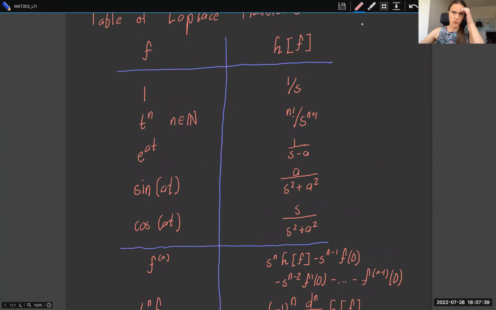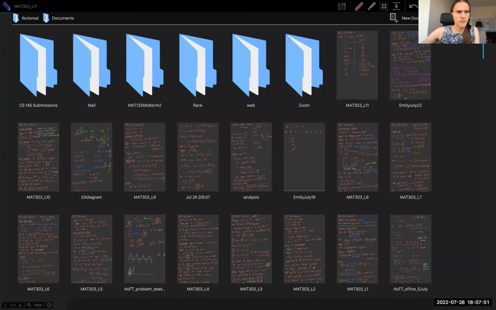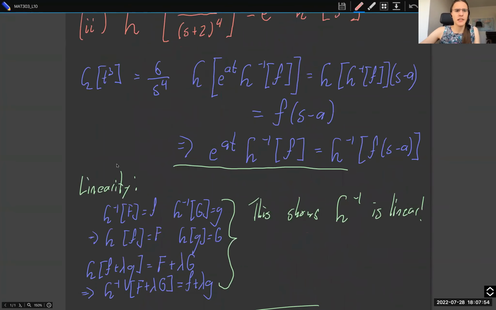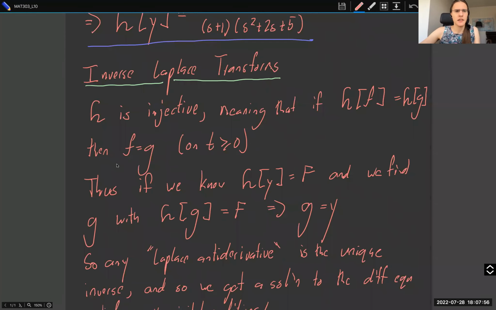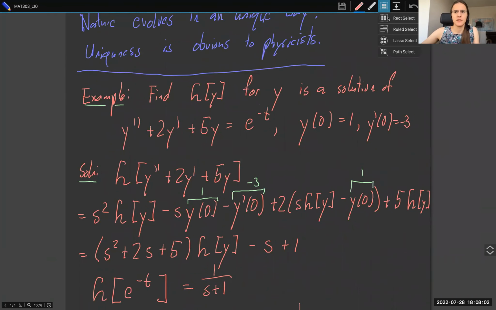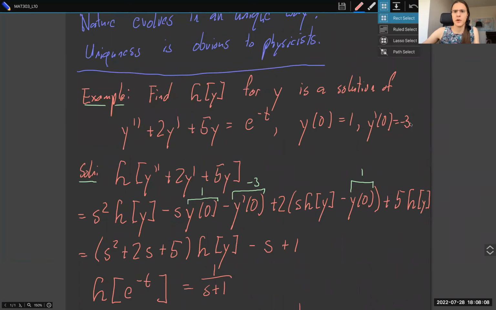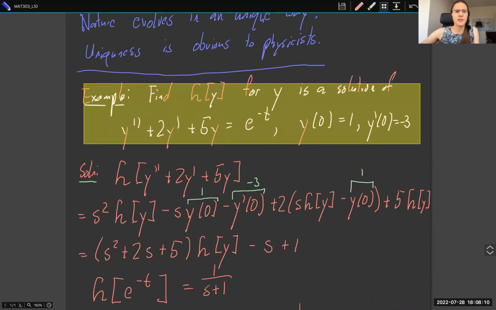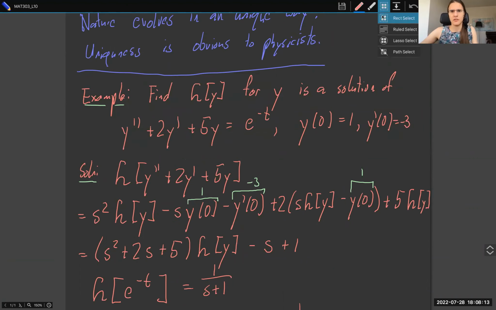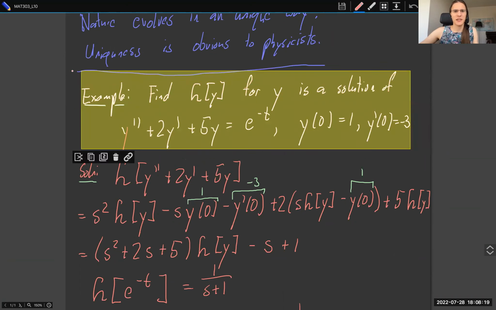And we're going to cover one more rule just at the end of today. So last time we did some examples. And just to go back to those examples, we, for example, found that, suppose we had this equation. Suppose that y is a solution.